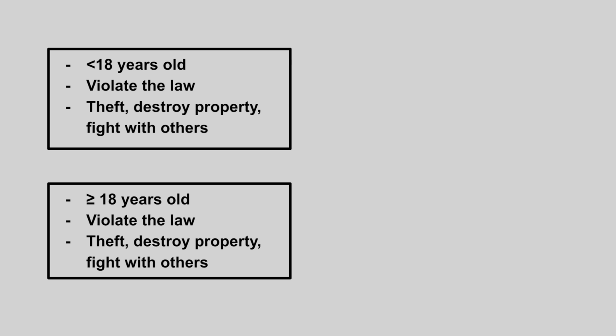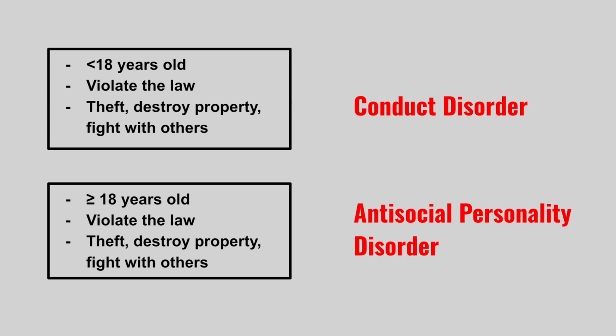Next, we have a patient under 18 years old who violates the law. They might be doing theft, destroying property, and fighting with others. This is conduct disorder. Next, we have a patient at least 18 years and above who violates the law, does theft, destroys property, and fights with others. This is antisocial personality disorder. Remember here, it's the age that differentiates between the two.